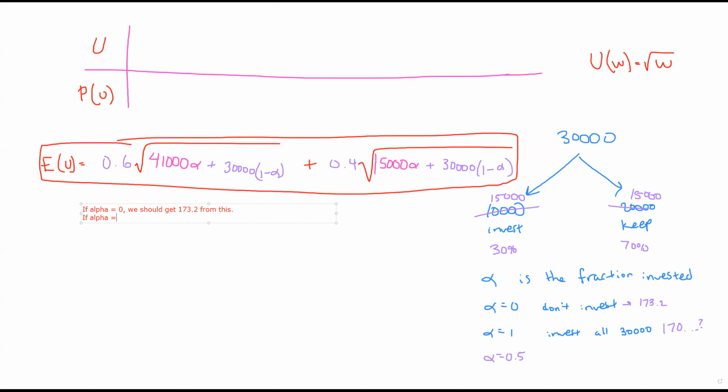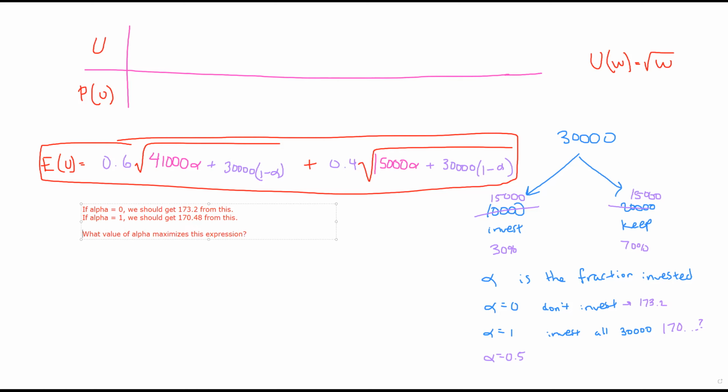If alpha equals 1, we should get 0.6 times the square root of 41,000, plus 0.4 times the square root of 15,000, which is 170.48. Try it yourself. Pause the video. See for yourself that if you take alpha equals 0 and plug it into this monstrosity of an equation, use a calculator or Wolfram Alpha. Notice that if you plug in 0, this pink term and this pink term go away, whereas when you plug in 1, this purple term and this purple term go away. So it makes your life a little bit easier. Another question is, what value of alpha maximizes this expression?